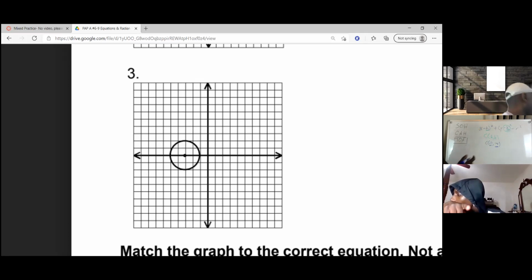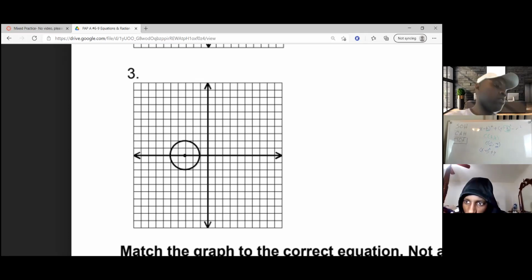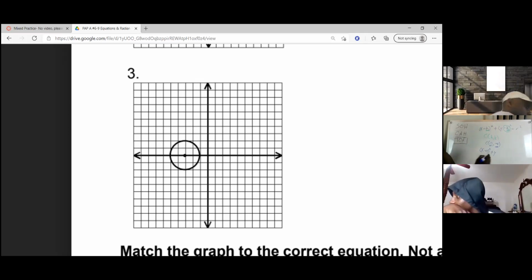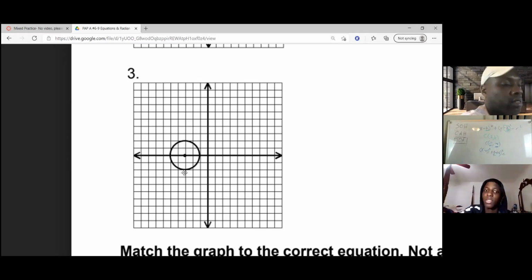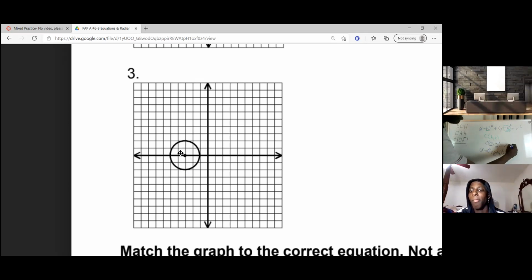X minus 0 squared, plus Y plus 3, no, plus 4 squared equals 2 squared. How'd you get 2 squared? Because that's the radius. All right, so I'm going to come back up here and put radius equals 2. And you said 2 squared.